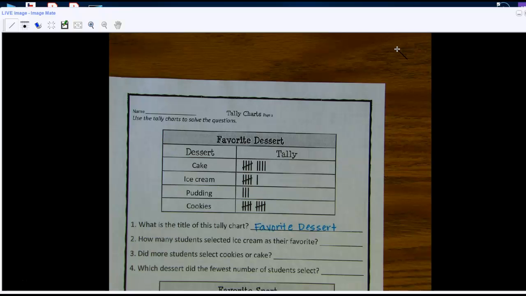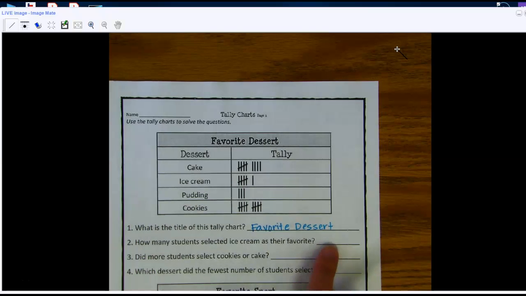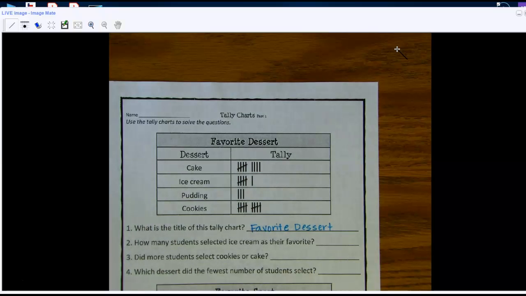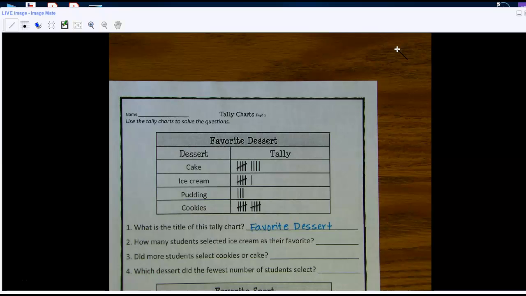How many students selected ice cream? I want you to write the number there. Look at ice cream and tell me how many people got ice cream. Find the number. How many students selected ice cream? Go to ice cream and tell me how many voted for ice cream.